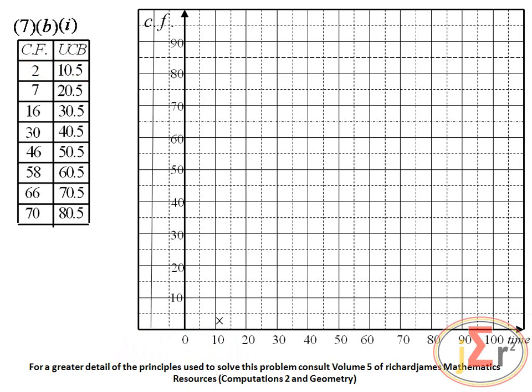right there. Next we have 20.5, then we go up to 7, right, and 30.5 will go up to 16, 40.5 will go up to 30, 50.5 will go up to 46, 60.5 goes up to 58.